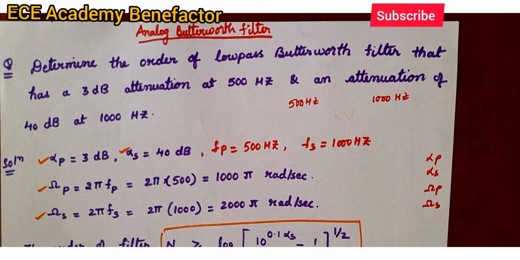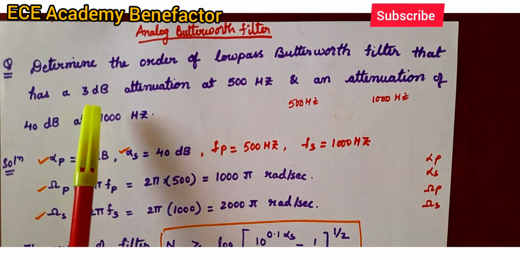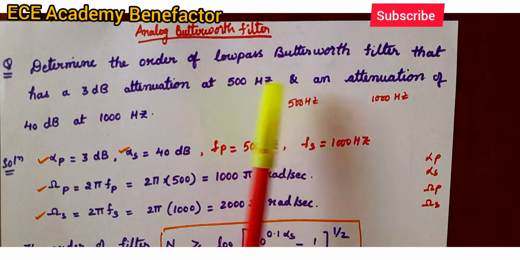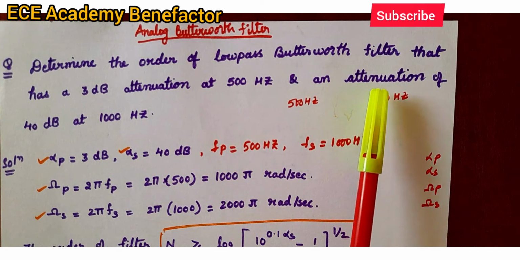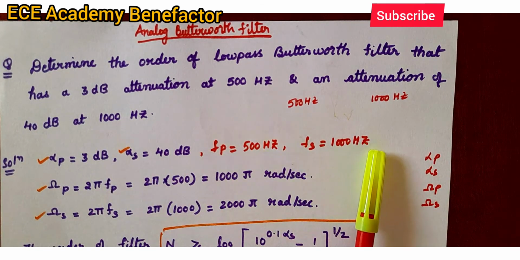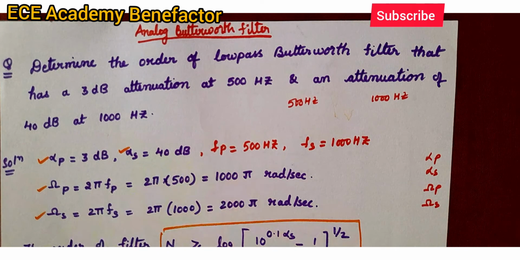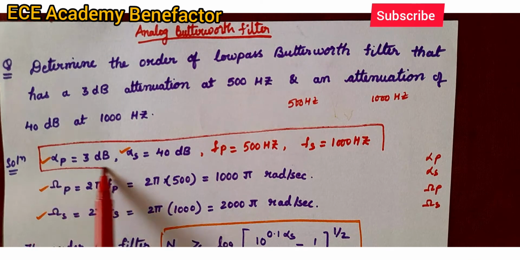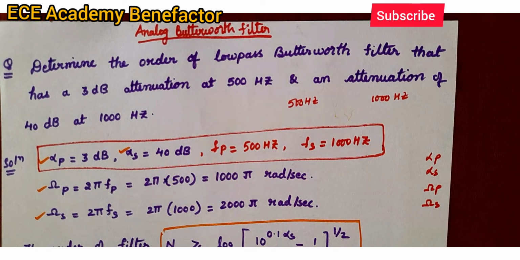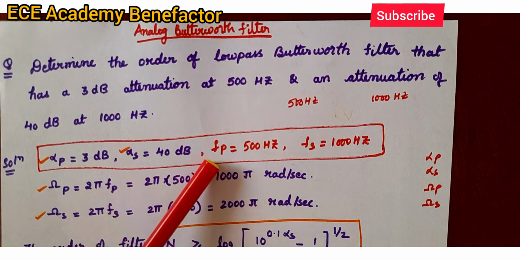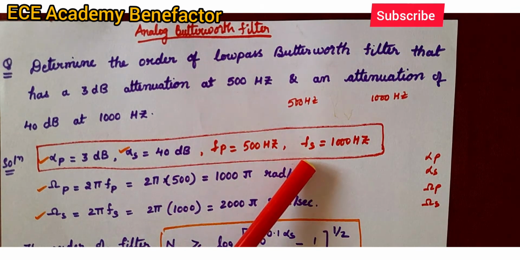So from the question it is now very clear. Alpha p is 3 dB, Fp is 500 Hz, attenuation alpha s is 40 dB and Fs is 1000 Hz. We got these 4 specifications from the question: pass band attenuation, stop band attenuation, pass band frequency in Hertz, and stop band frequency in Hertz.